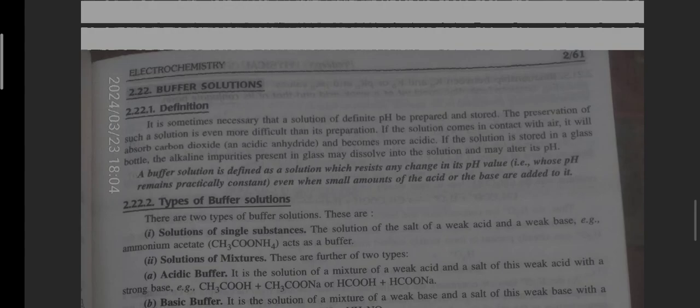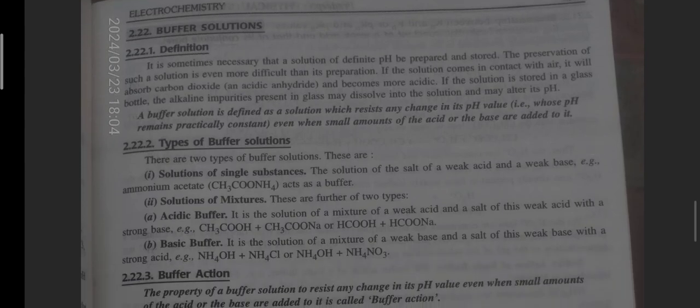The preservation of such a solution is even more difficult than its preparation. If the solution comes in contact with air, it will absorb carbon dioxide, an acidic anhydride, and become more acidic. If the solution is stored in a glass bottle, the alkaline impurities present in glass may dissolve into the solution and may alter its pH.